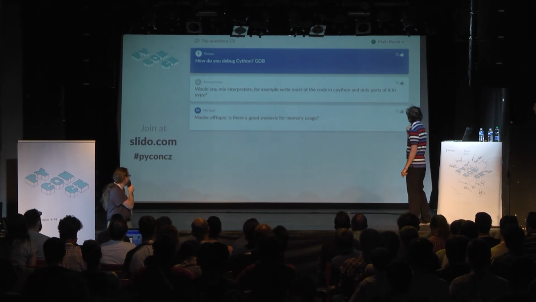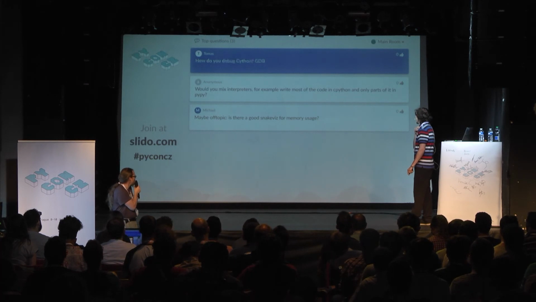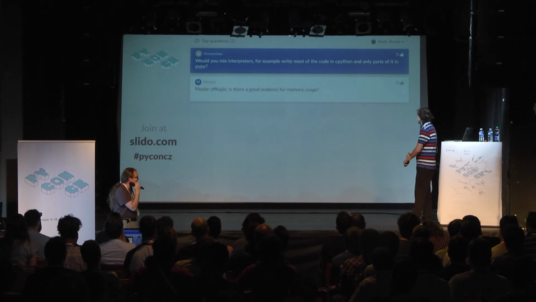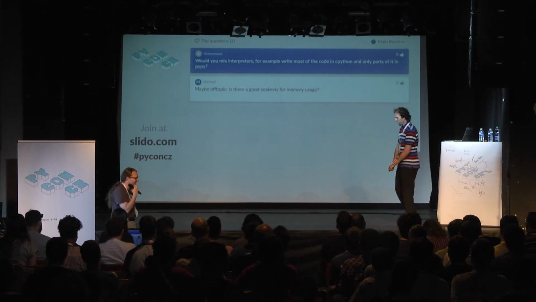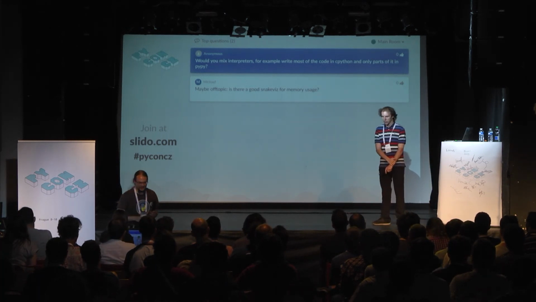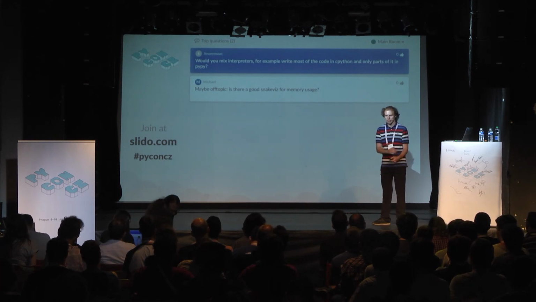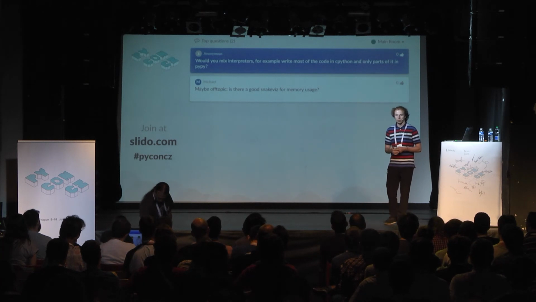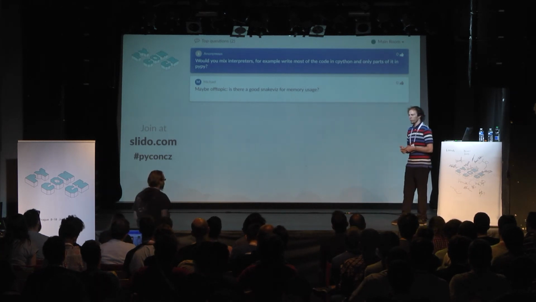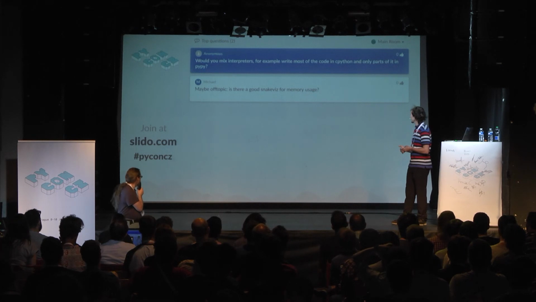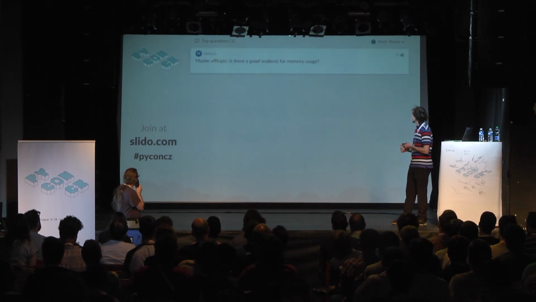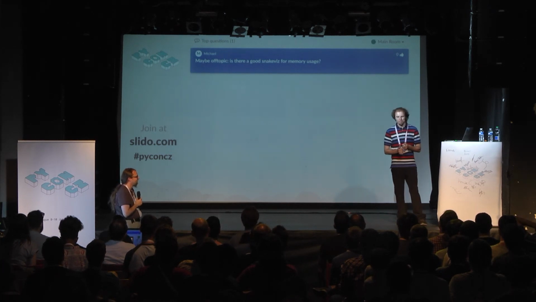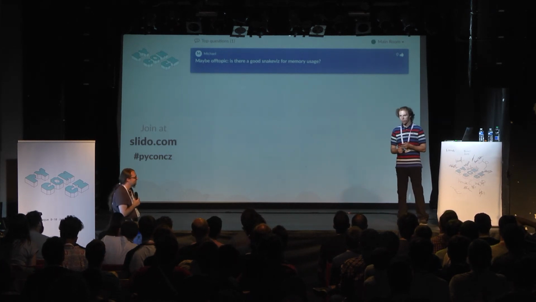Would you mix interpreters? For example, write most of the code in CPython and only parts of it in PyPy? It depends on how separated this is. If it communicates over network, yes, it's a good idea to do it. Okay. And maybe off topic, is there a good SnakeViz for memory usage? I'm not sure. I don't know about any.